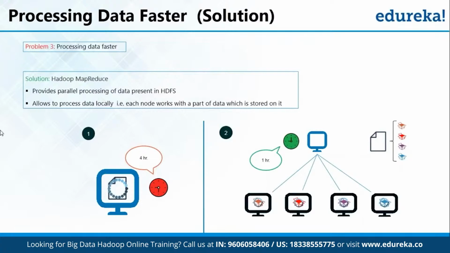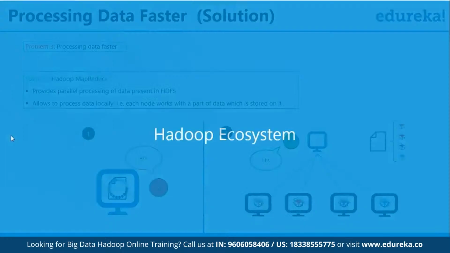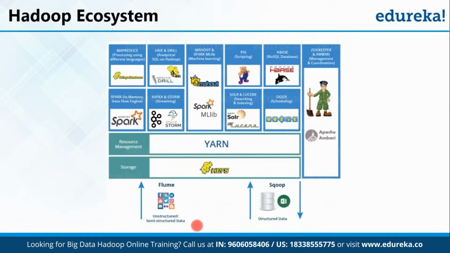So let's move forward and focus on a few components of Hadoop. We'll look at the Hadoop ecosystem. You can see that this is the entire Hadoop ecosystem. There are a lot of tools that we use. We have Flume and Sqoop, which are used to ingest data into HDFS. We've already seen what HDFS is. There's one more component known as YARN, and you can consider YARN as the brain of your Hadoop ecosystem. It performs all your processing activities, allocates resources and schedules different tasks.